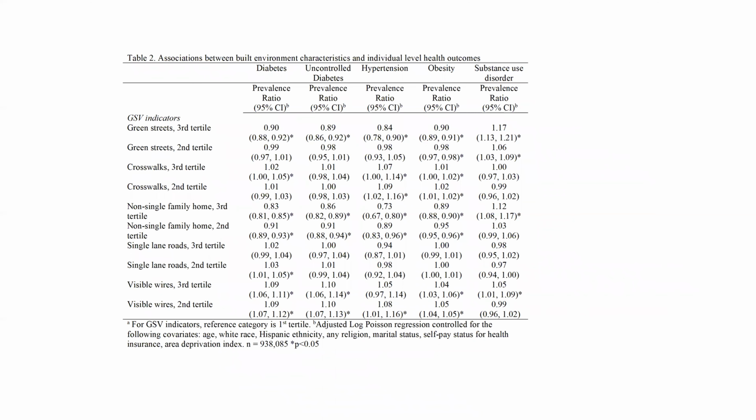Okay, so linking it with individual health outcomes, we see that green streets are generally associated with lower chronic conditions. And we see that non-single family home is also associated with lower chronic conditions, as we saw in the previous analyses. We see that visible utility wires is associated with adverse associations. But one thing to note is for substance use, similar to what we saw where the lower urban development was actually associated with lower binge drinking, we see it here too.